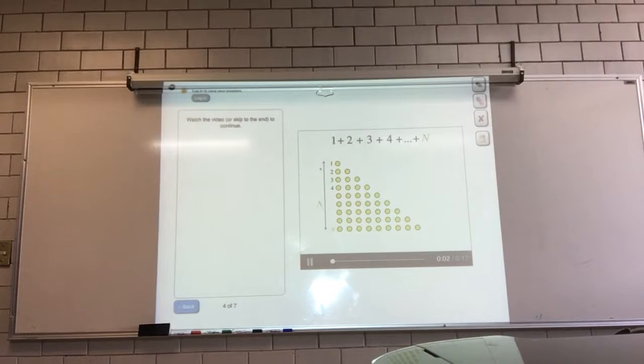Right. There are N rows here, numbered from 1 to N. Next, let's make a copy of all those circles and rotate it by 180 degrees. We now have a rectangle of circles. How many columns are there in this rectangle in terms of N?